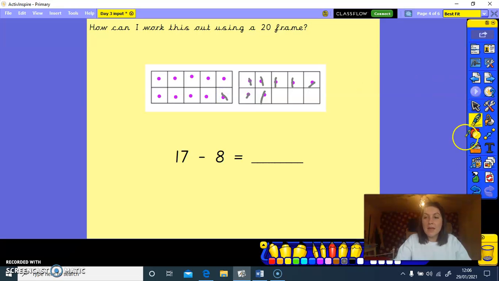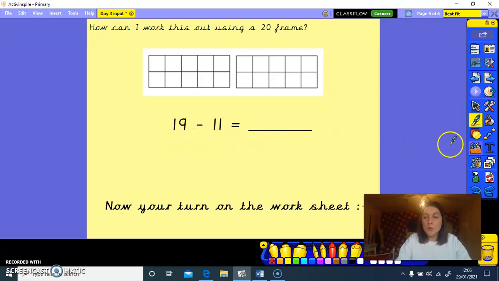Now, how many am I left with? Let's count and see. 1, 2, 3, 4, 5, 6, 7, 8, 9. 17 take away 8 equals 9. Okay, we're going to do one more together and then I will show you your task today.